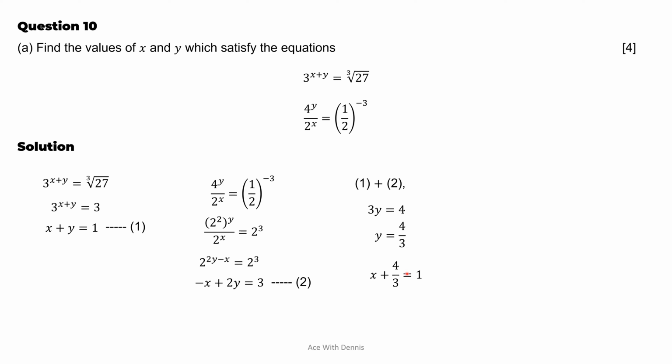Now I want to find the value of x. I can use the first equation. Since y is 4 over 3, then x plus 4 over 3 equals to 1. Hence x is negative 1 over 3. Therefore, the x is negative 1 over 3 and the y is 4 over 3. This is the answer for this question.